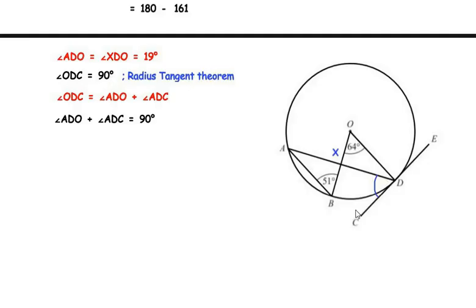Now this angle ODC is divided into two angles, that is angle ADO and angle ADC. So here we have written angle ODC is equal to angle ADO plus angle ADC. And since the value of angle ODC is 90, we have written angle ADO plus angle ADC is equal to 90. Now we had got the value of angle ADO as 19 degrees. So here we have written 19 plus angle ADC is equal to 90 degrees. Now taking 19 on the other side of equal to sign, we get angle ADC is equal to 90 minus 19 degrees, giving us the value of angle ADC as 71 degrees. So this is our answer.